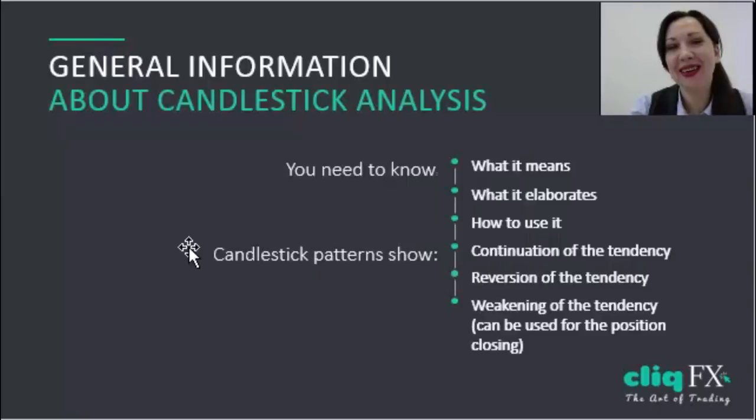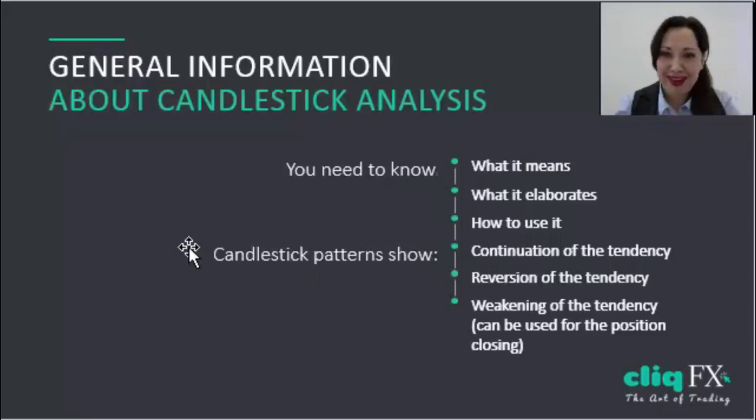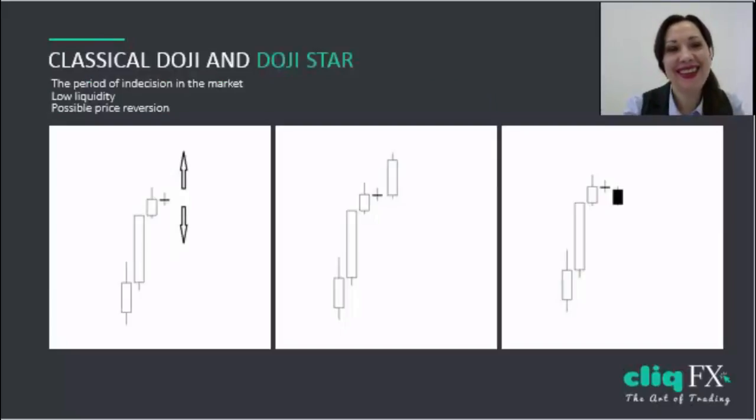And I would like to mention that candlestick patterns can show us different variations of the future price movement. First, most of the patterns show us the reversal of the price and of the previous tendency. Then patterns can show us the continuation of the tendency. It's very rare. I will show you in practice. And also the weakening of the tendency, and that's more a signal not to open a new buy or sell position, but to close the previous one. And let's go to practice.